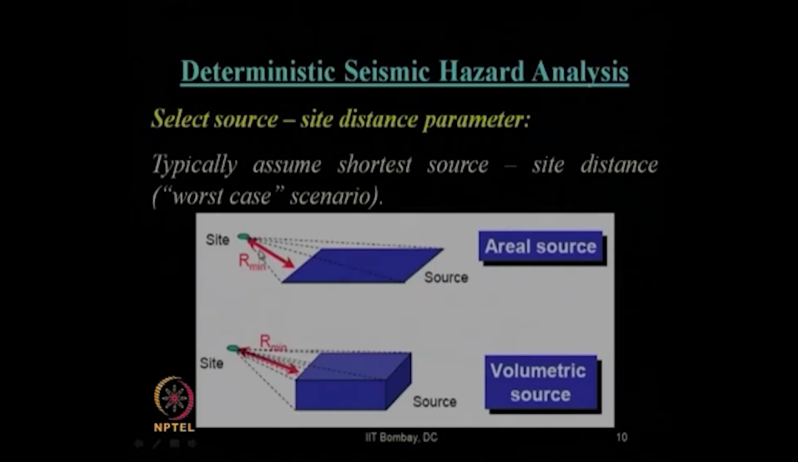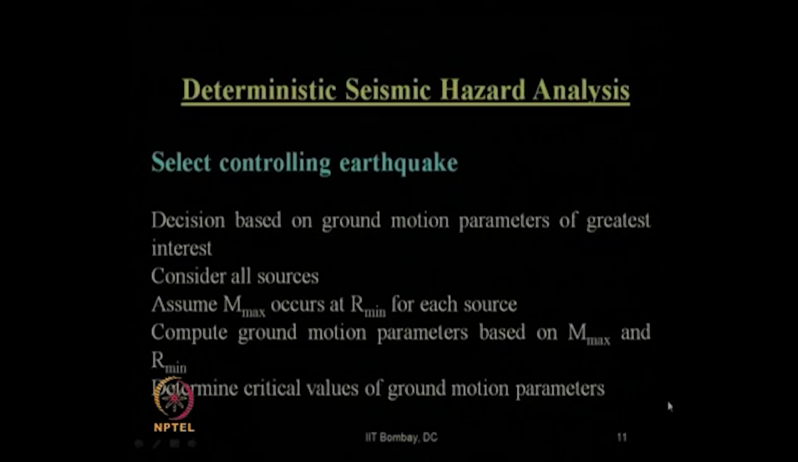For an areal source also, the R minimum will be nothing but the minimum of the distance of the x and y coordinates. So, root over x square plus y square of any point of that area source, the minimum value of that needs to be considered for our worst case scenario. Similarly, for a volumetric source, we need to consider root over x square plus y square plus z square, the minimum of that will be the R minimum from the site to source.